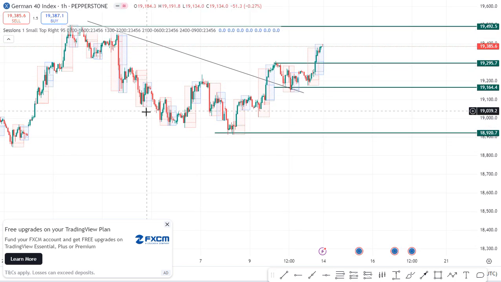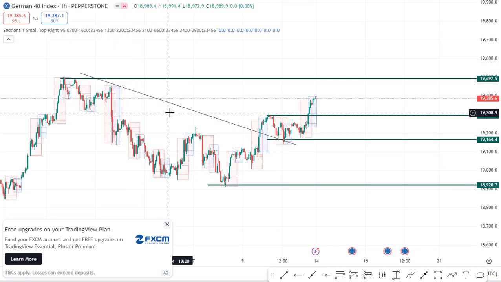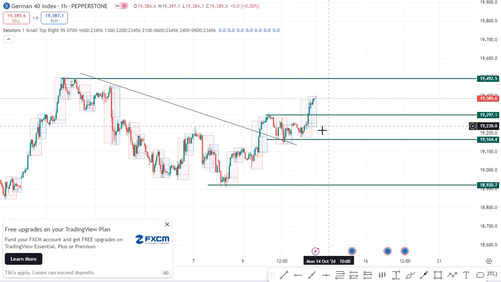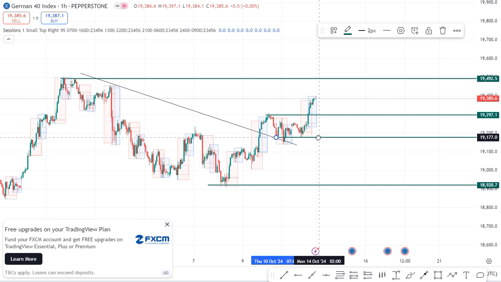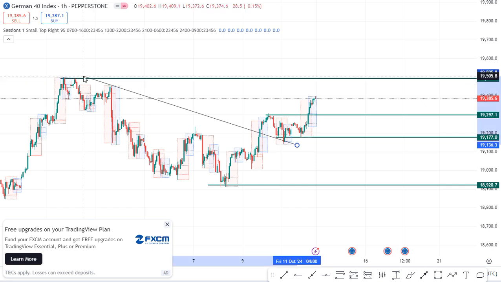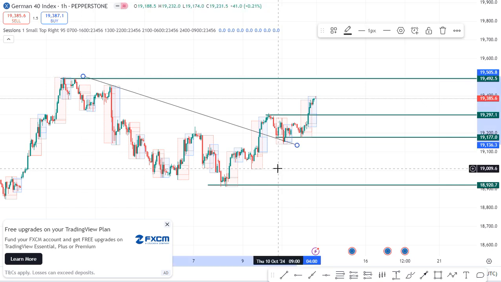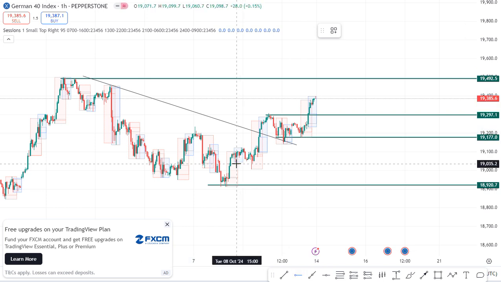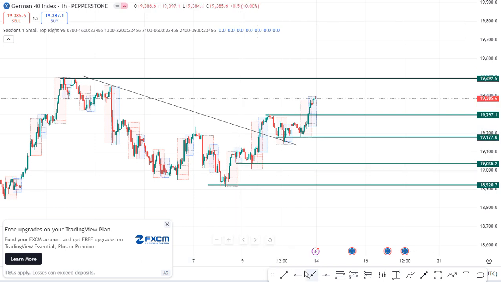So we broke out of a trend line. It's a nice play, guys. Very nice. I like the way German 30 is moving. I like the way it's moving. It's a valid trend line. I don't know, but to me it's valid. Very much valid.